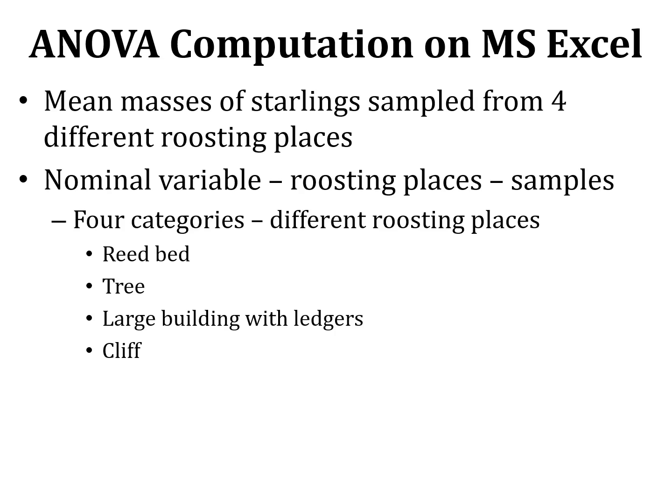In this case, the nominal variable is the roosting places, which are also known as the samples. There are 4 categories in the nominal variable. The nominal variable is only one, the roosting places, and there are 4 categories or samples: different roosting places. These are red beet, tree, large building with leisures, and cliff. And what is our measurement variable? It is the mass. The mass of starlings is our measurement or response variable.